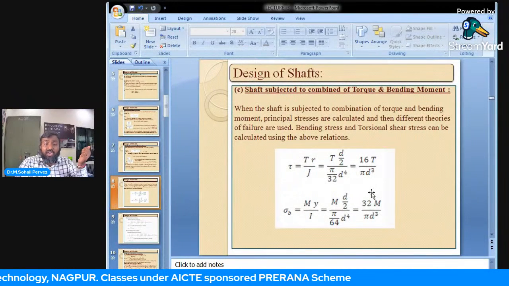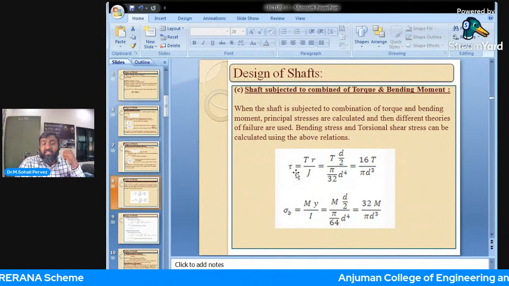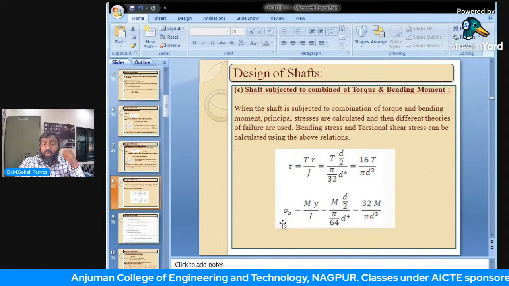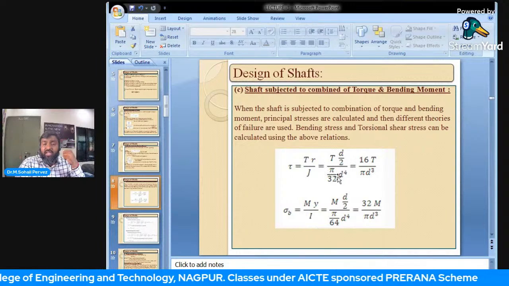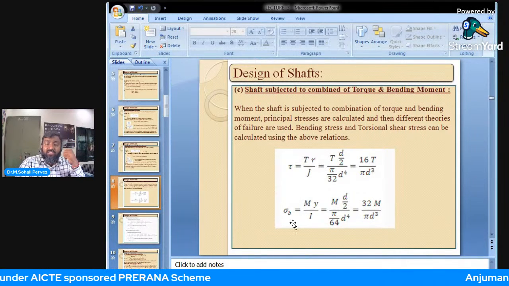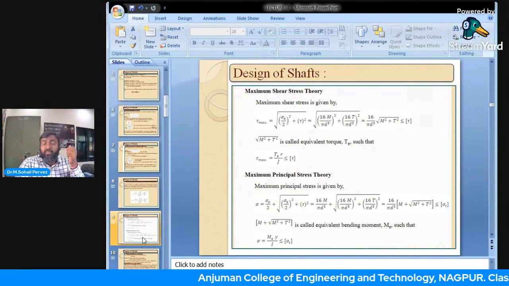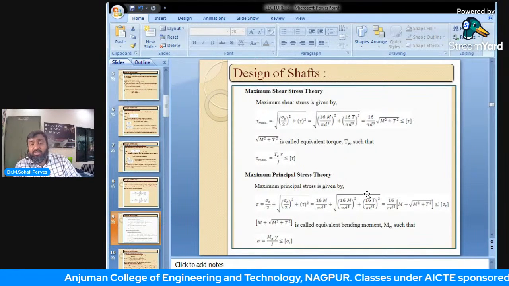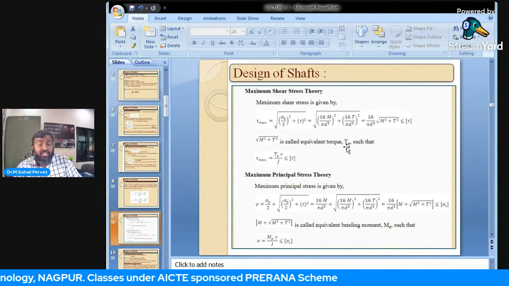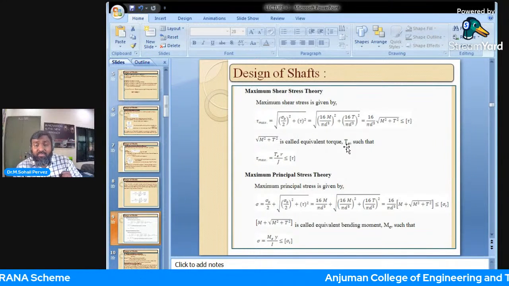Next, now shaft subjected to combined twisting and bending. When we say tau by R is equal to T by J, sigma B by Y is equal to M by I. Substituting the value of diameter, the equation in terms of stress and torque, and bending stress and bending moment, will be in this fashion. Next, since these are the two different elements, we'll use maximum shear stress theory and maximum principal stress theory. The maximum shear stress theory is valid for a ductile material, as we have seen in the first lecture itself. So we will use that theory and we'll find out the maximum shear stress.